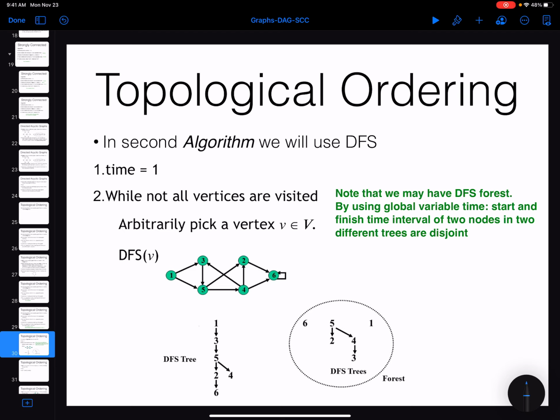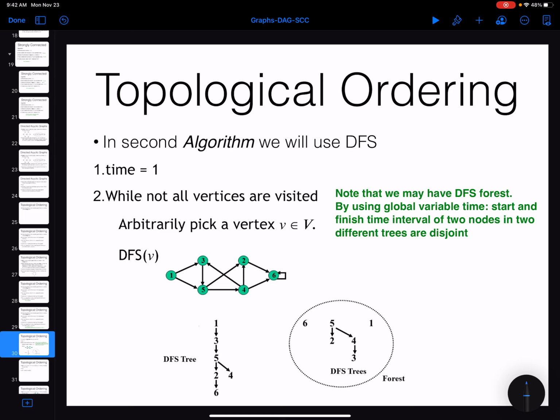What I'm going to do here is that I can run the DFS over the graph and find the DFS tree and the start finish time pairs for all of the nodes. There is a specific property for the start finish time of the nodes if you run it over a directed acyclic graph.